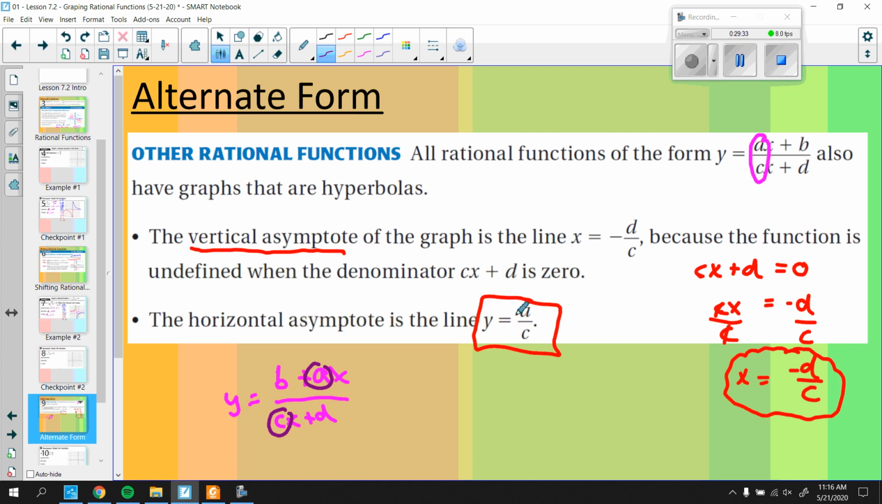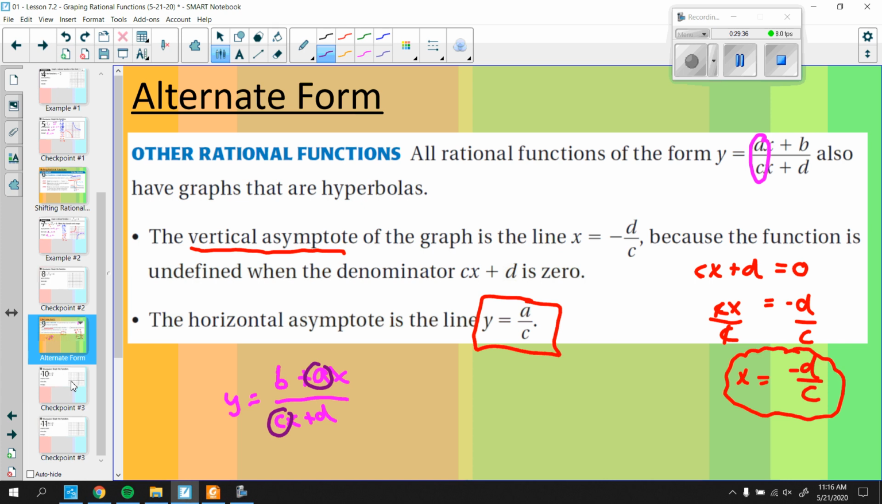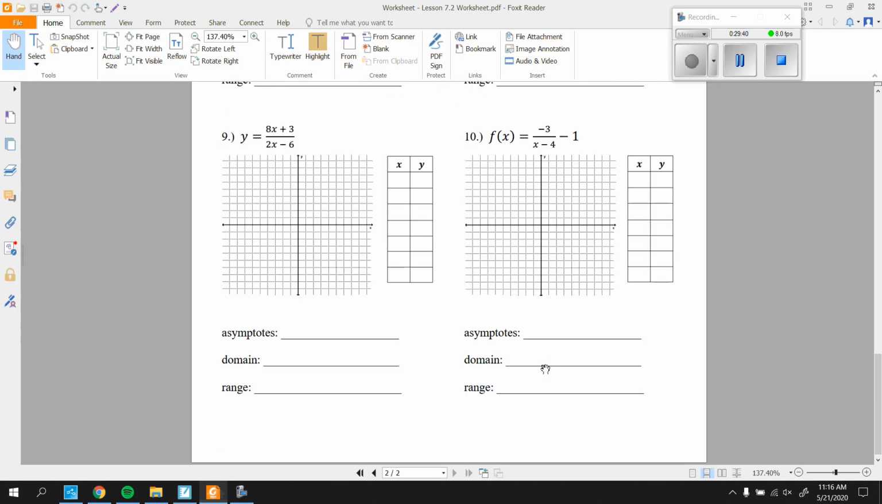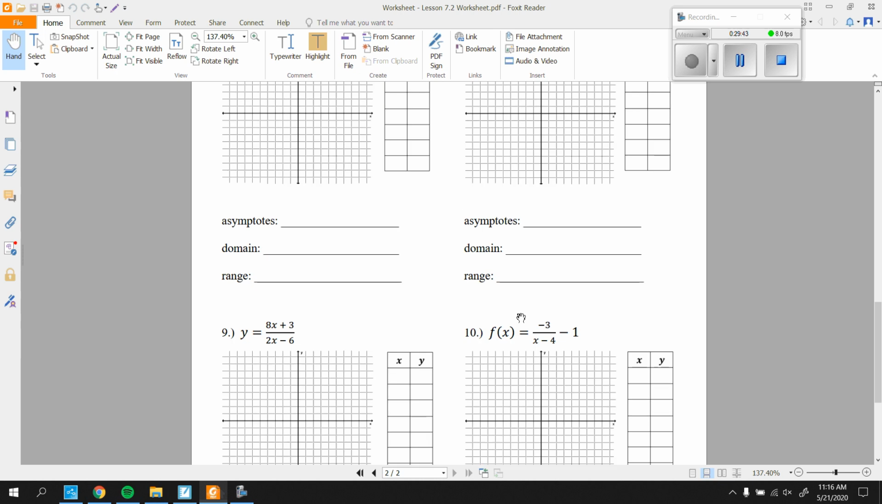Okay. Last one we've got to do. Let's just do one to see how this process goes, because the majority of the graphs you're going to make are going to be the back side here. Okay.